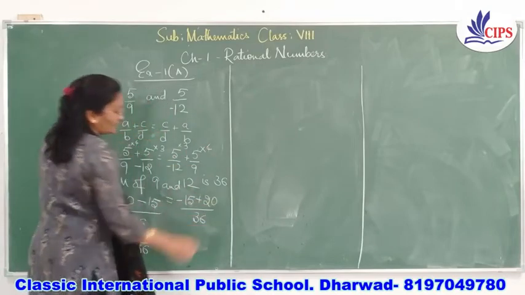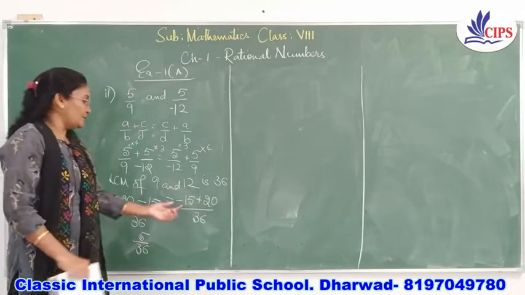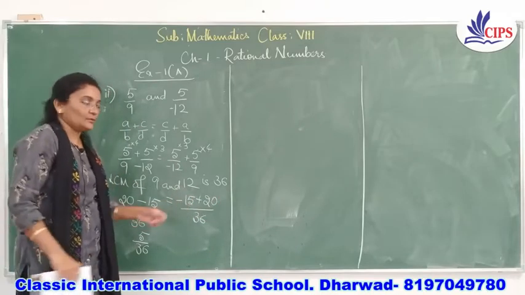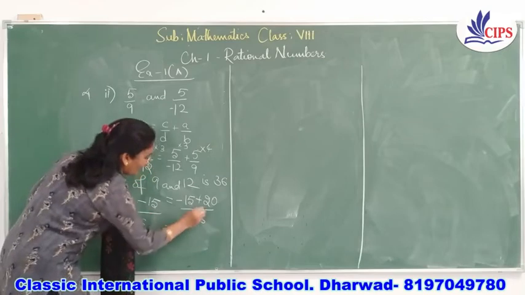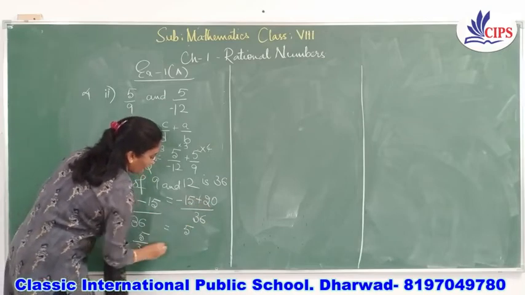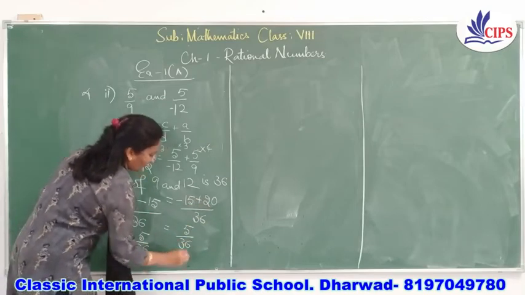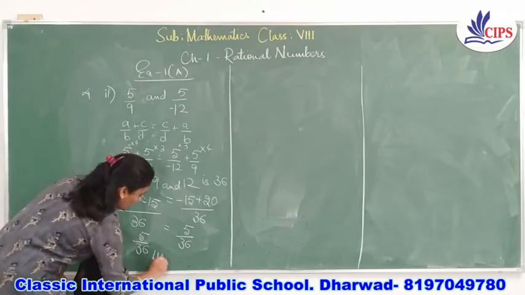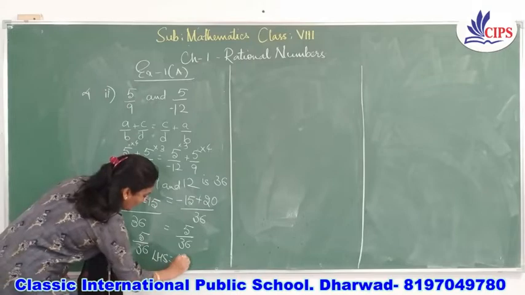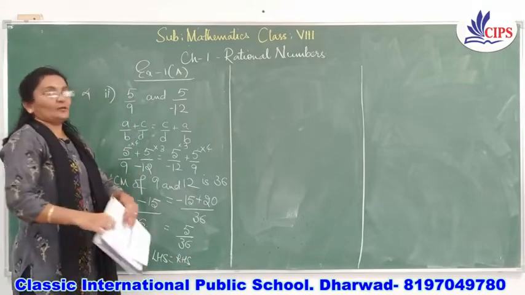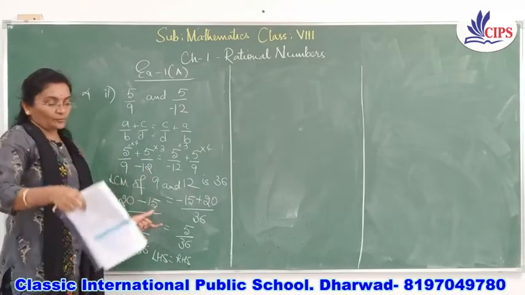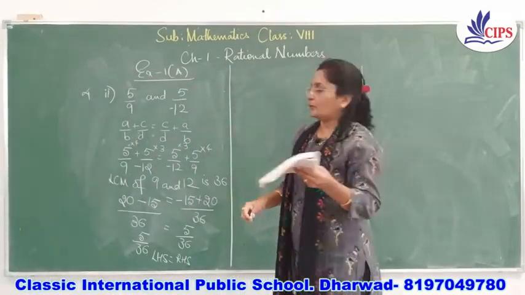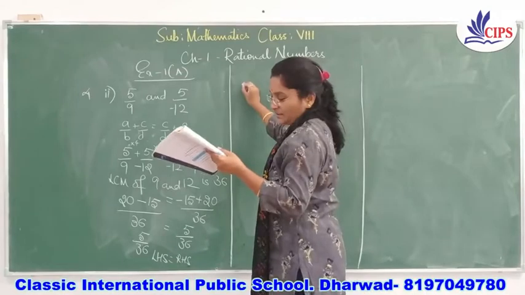So here we have got minus 15 plus 20. That is 20 minus 15 we have to subtract. What is 20 minus 15? We get 5. That is 5 by 36. Now we have got the same answers on both the sides. So therefore LHS is equal to RHS. Got everybody? So in this way you have to verify the commutative property. Okay, I'll go for the third sum.